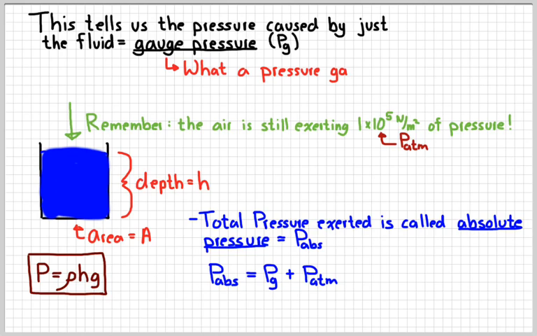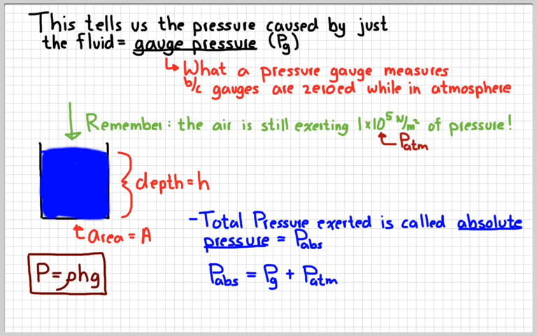And the reason that the rho hg quantity is called the gauge pressure is because that's what a pressure gauge actually measures. So if you've ever used a tire gauge, for example, and you look at it when it's not connected to your tires, it's going to read 0. The reason is that it was zeroed while it was in the air surrounding it.